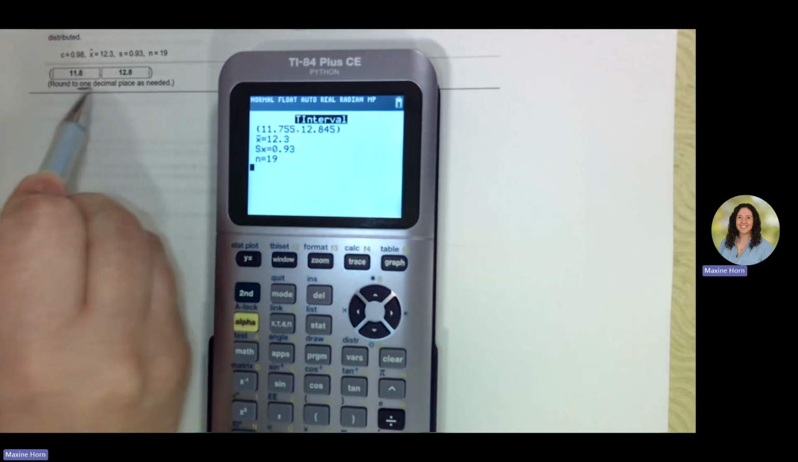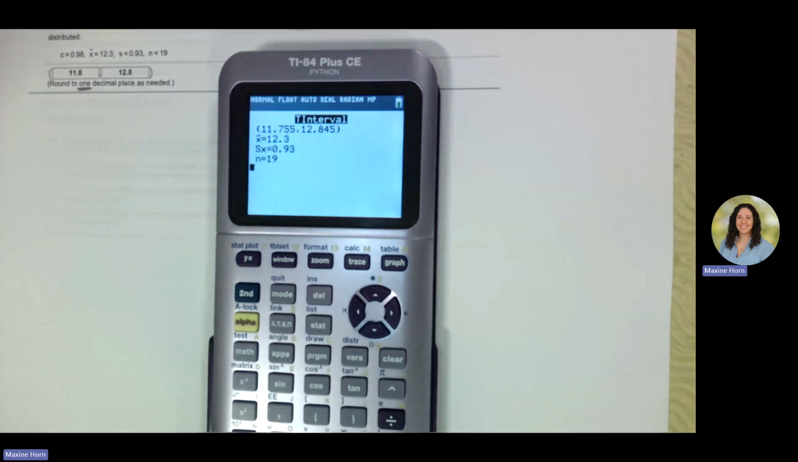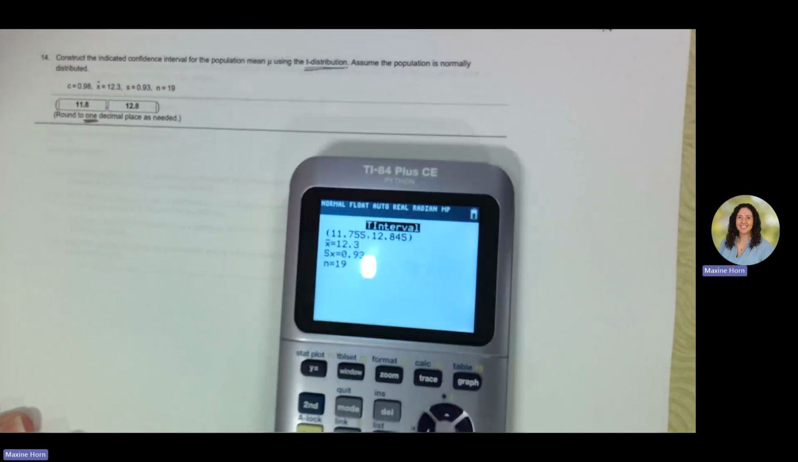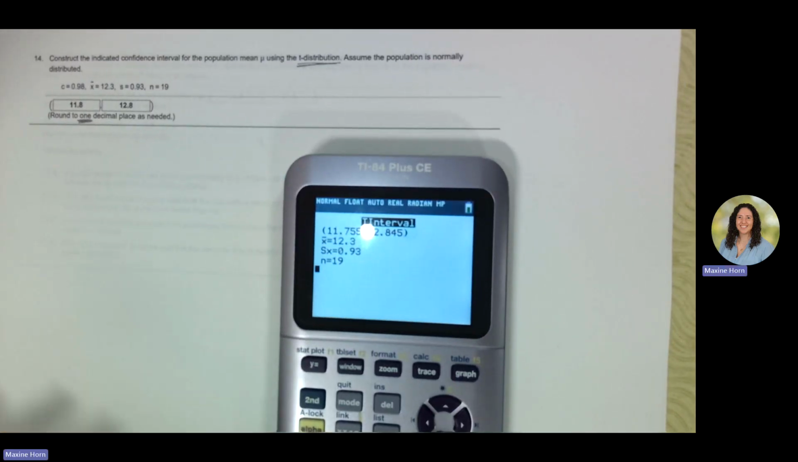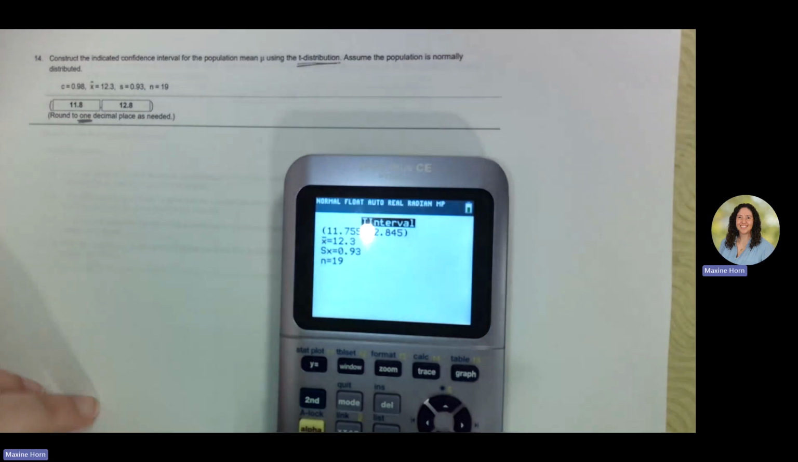Again, make sure that you're always taking a look at what they say to round to. Sorry, you couldn't see that, I apologize. Making sure that you're looking at how many decimals that they say to round to. Okay.